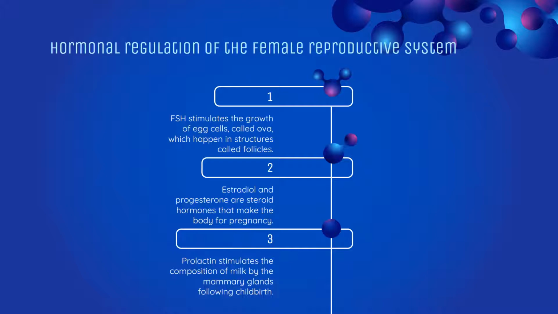3. The prolactin controls the composition and structure of milk by the mammary glands following childbirth. PRH stimulates the discharge of prolactin and PIH inhibits it.